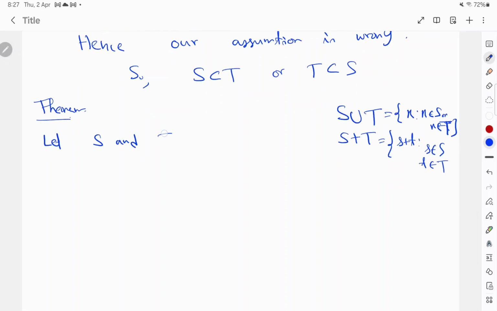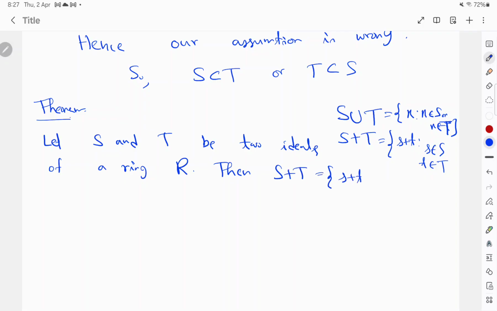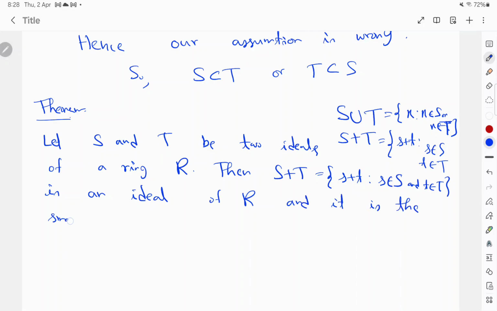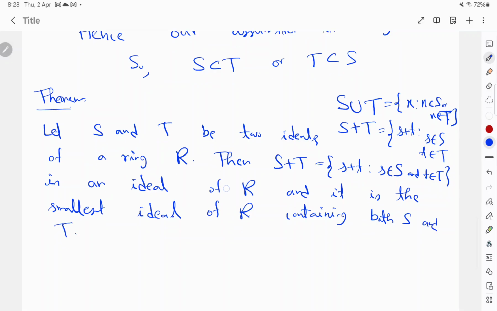Okay, so here we have a theorem. Let S and T be two ideals of a ring R, then S plus T equal to the set of s plus t, that is the definition, you know, is an ideal of R and it is the smallest ideal of R containing both S and T. Okay.